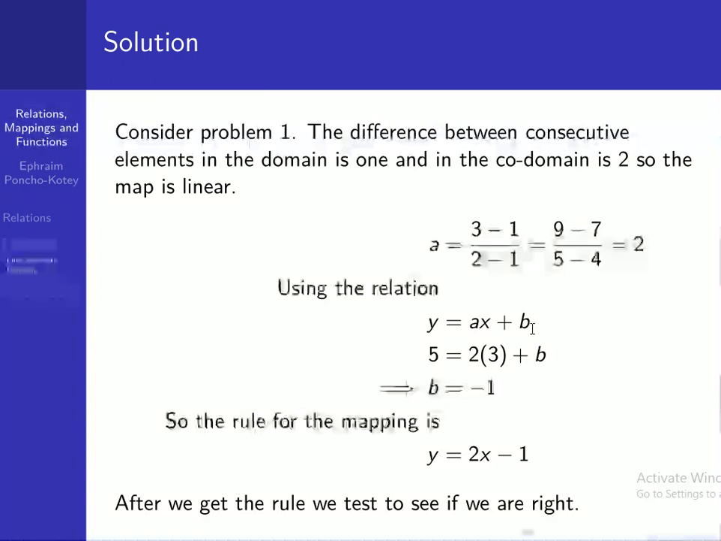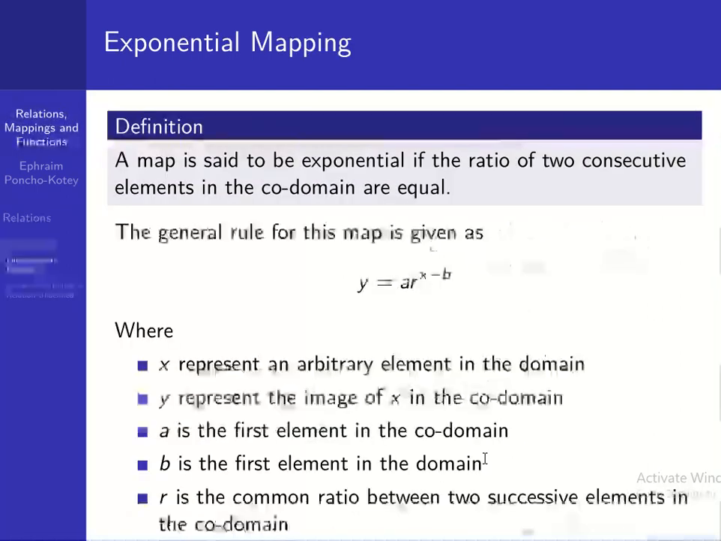So for example, I can put in 3. Now I evaluate 2 times 3 minus 1, that's 5, and that's true. I can try that for some other elements too. If it works, then my rule is right. Now let's look at another way.